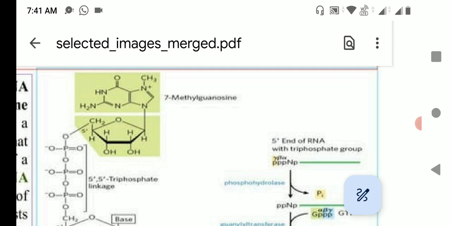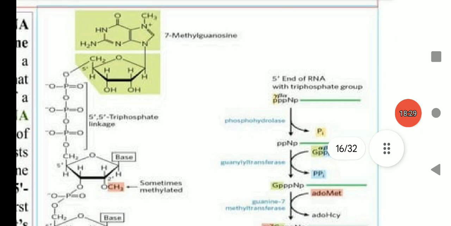The 7th position is added with the methyl group, and this guanosine residue is attached to the 5' end by a 5' triphosphate linkage. It's unusual. Normally the phosphodiester linkage is a 3' to 5' phosphodiester linkage, and moreover it is only 2 phosphate. Whereas in the 7-methyl guanosine cap, the first nucleotide 7-methyl guanosine is attached by a 5' triphosphate linkage.